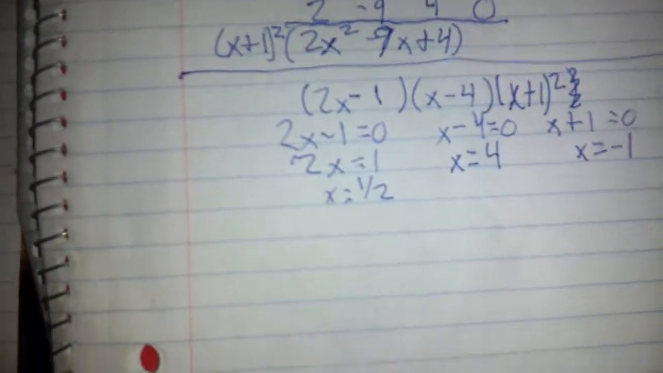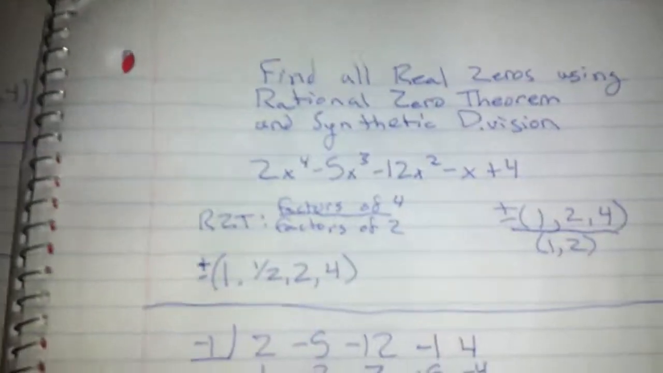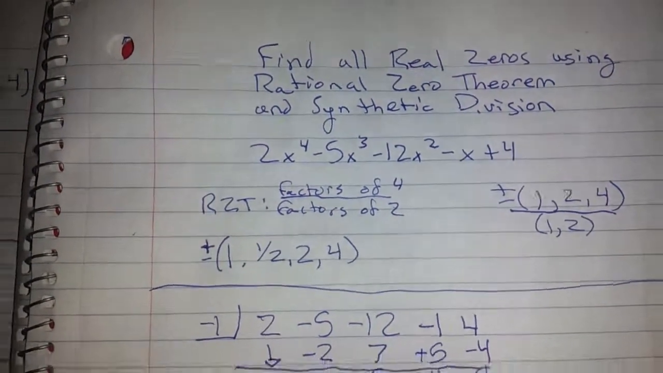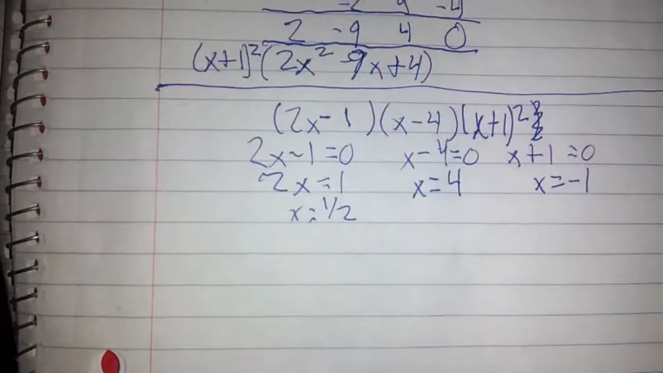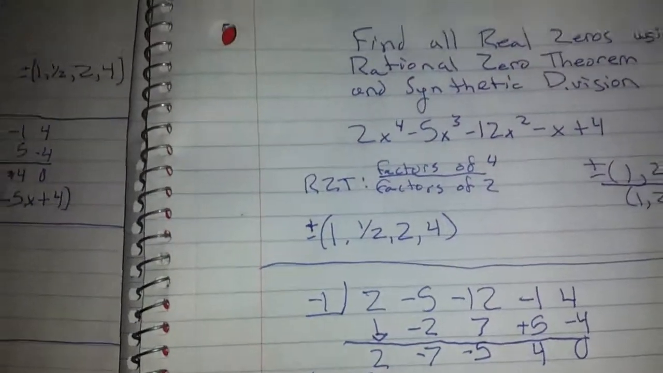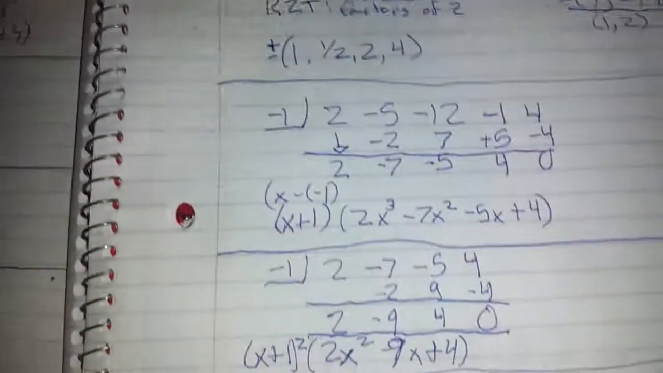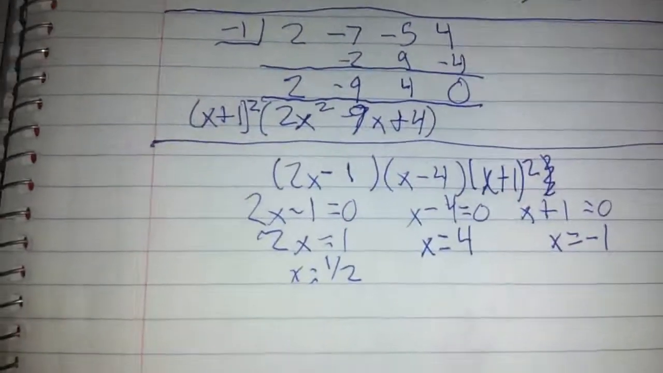And that completes our problem using synthetic division and the rational zero theorem. On this, we find we have 3 zeros, which fits under the degree of 4, so we don't have more than 4 zeros. And yeah, thanks for watching.